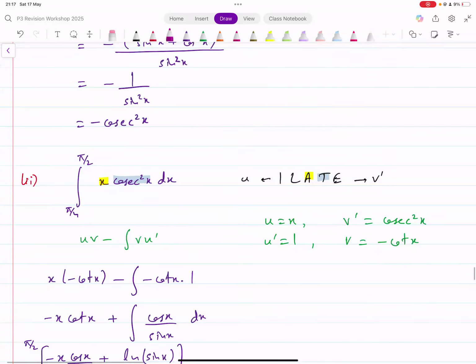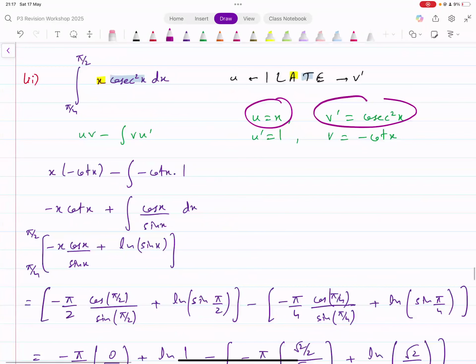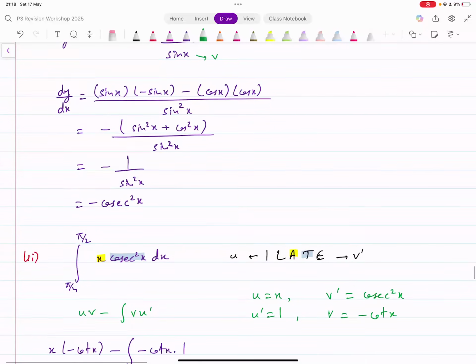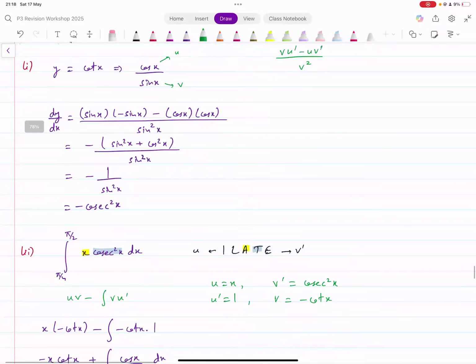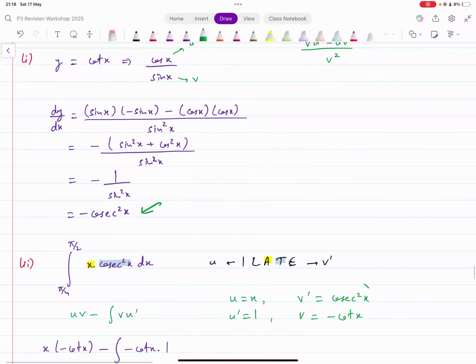It's a product. We apply integration by parts on this. u equals x, v dash equals cosecant square x. Now, how do we integrate cosecant square x? In the previous part, we proved that the derivative of cot x is minus cosecant square. So what will be the integration of cosecant square? That will be minus cot x.